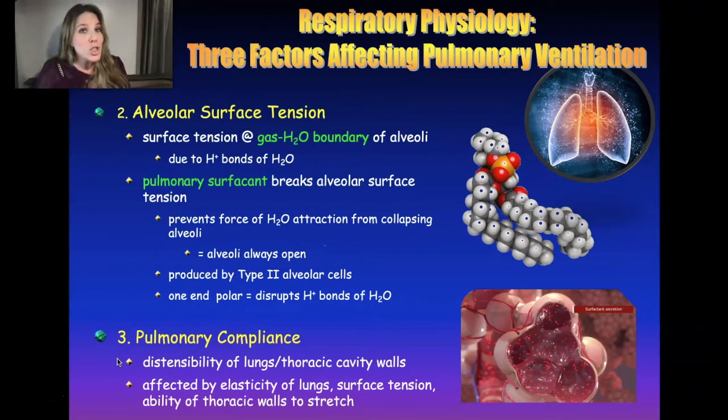And so the stretchier the thoracic wall is, the stretchier the lungs are, the more the effect on pulmonary ventilation there is. And so what makes something stretchy? Well, it can have to do with the elasticity of things like the lungs, but it also is affected by surface tension and the ability of the thoracic walls to stretch. So all those things together affect the distensibility, which is going to affect pulmonary ventilation. So that distensibility of the lungs in the thoracic cavity is what's known as pulmonary compliance.